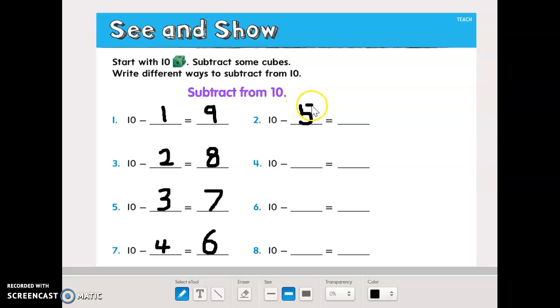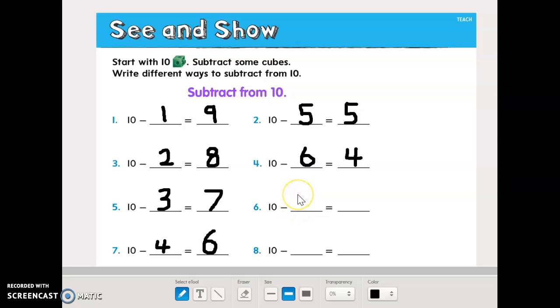10 take away 5 is 5. We know that from our hands. We have 2 hands with 5 fingers on each hand. All right, 10 take away 6, because we have to increase that number now by 1. And our answer is 4.